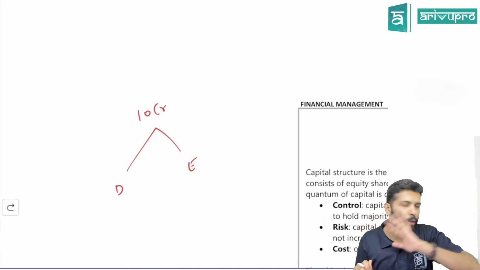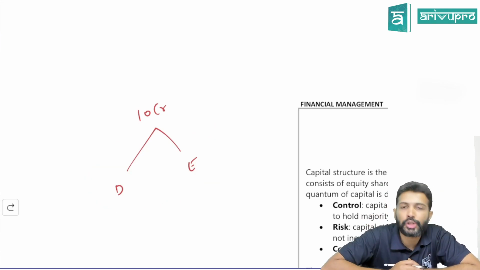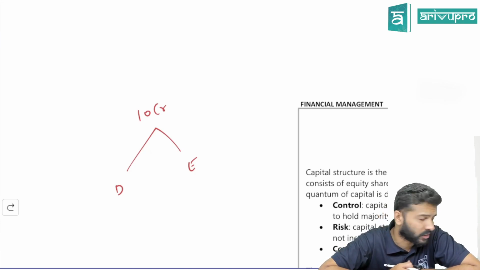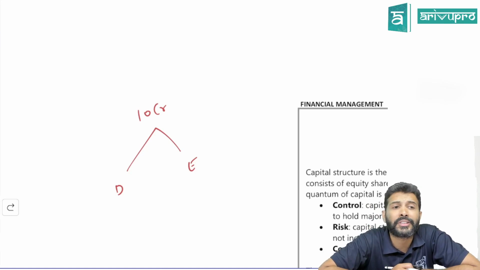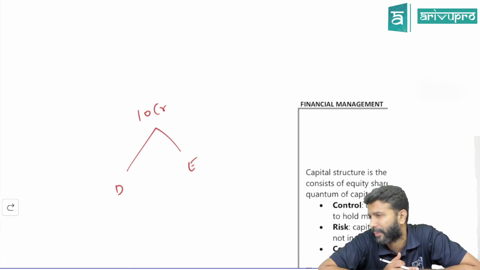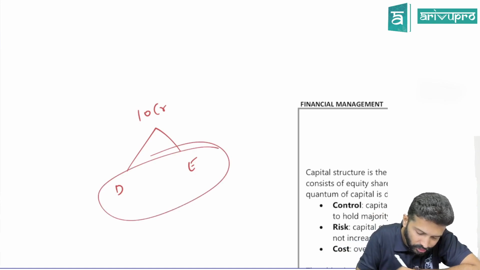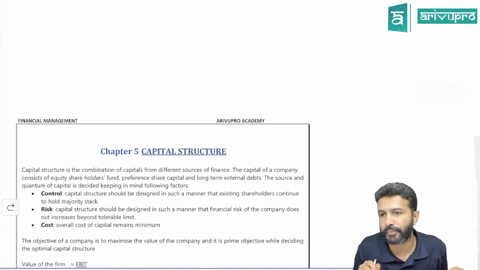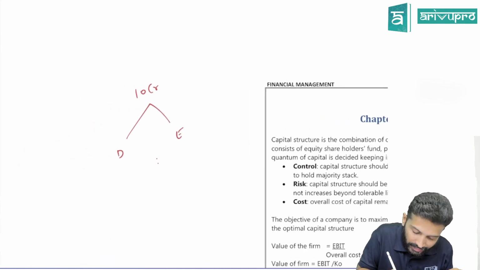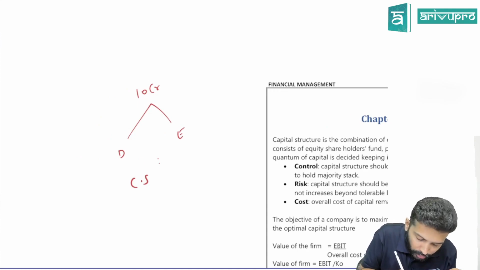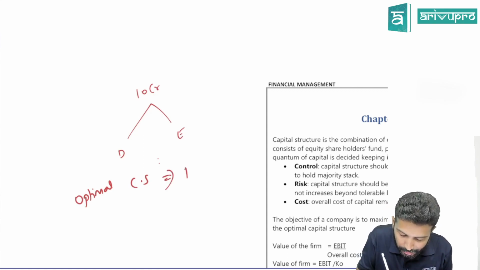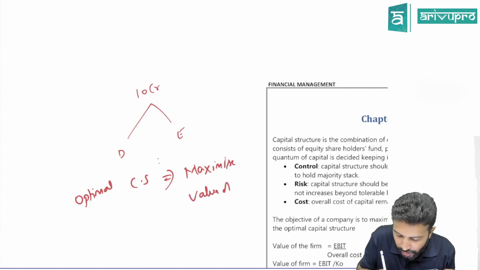Now the question is, in what percentage should I raise through debt and what percentage through equity? Whether it is 30-70, 80-20, or 50-50, or what? This mixture, this percentage, I'm trying to find out through this particular topic. I'm trying to find out the optimal one. This is your capital structure. So in this chapter I'm trying to find the optimal capital structure which will maximize the value of the firm, which will maximize the value of my company.